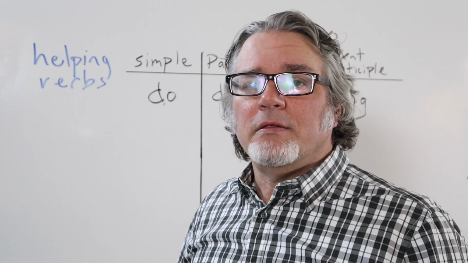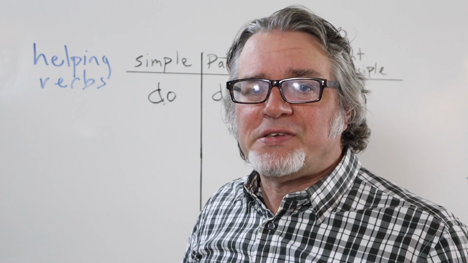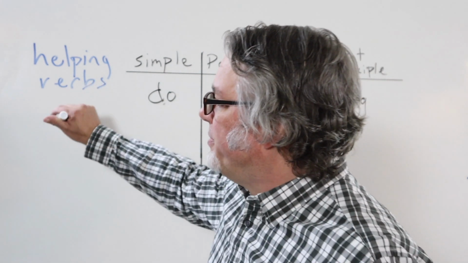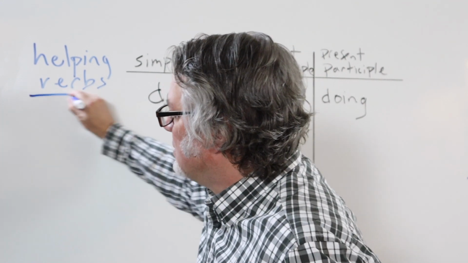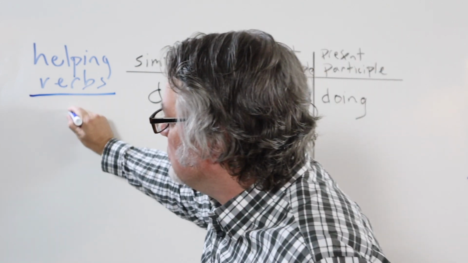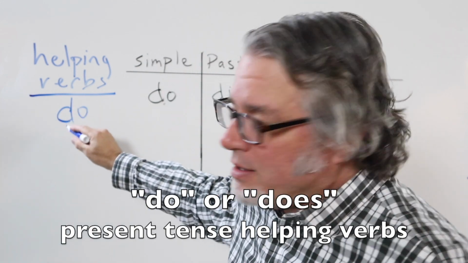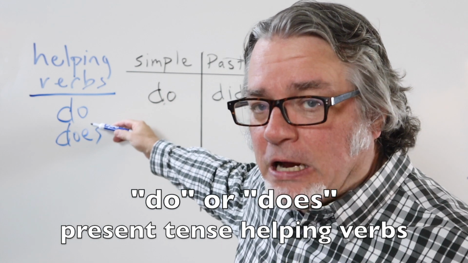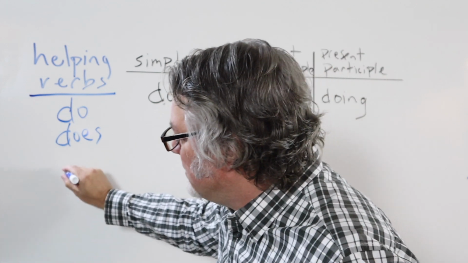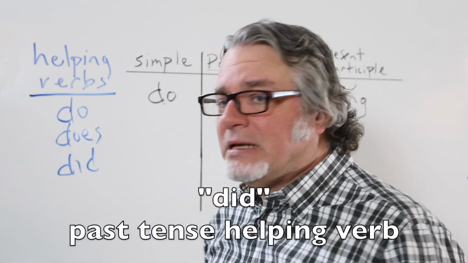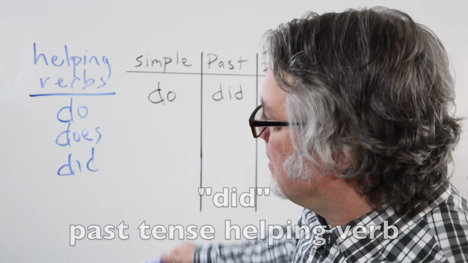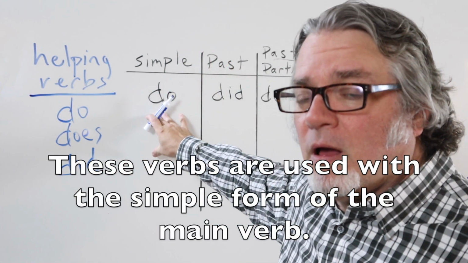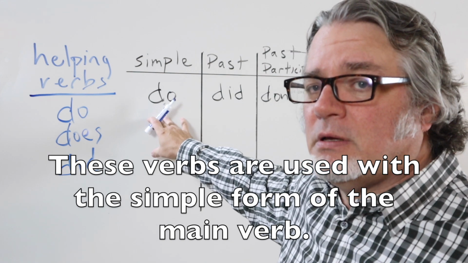When you study the formation of the present tense and the past tense, it's necessary to know that the helping verbs are do or does. This depends on the subject. And the helping verb did. These verbs are used with the simple form of the main verb.